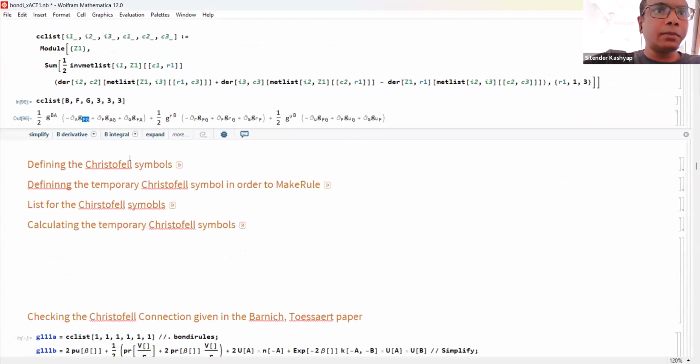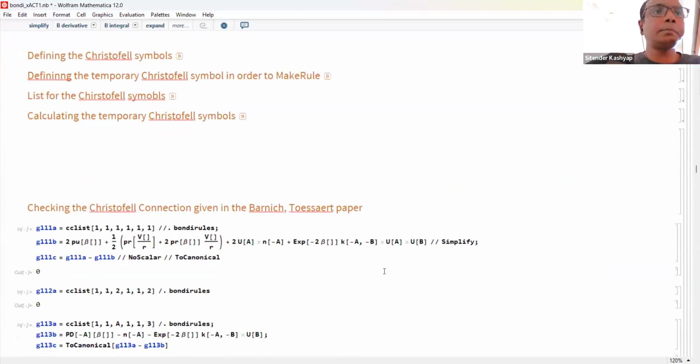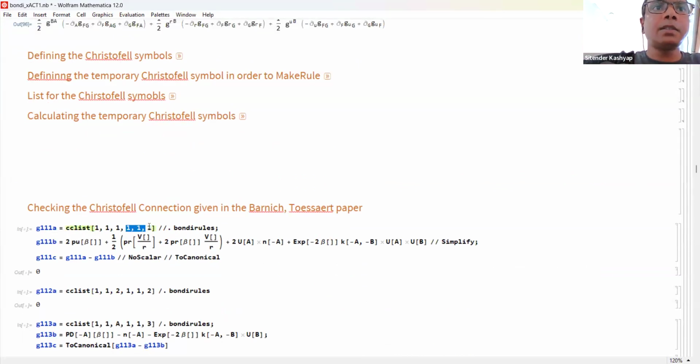There are some other things, but we'll not go into them. Our idea is essentially to directly see whether we can verify the results of the Varnish and Raswag paper. As I explained, this CC list has all the Christoffel connections. So this 111 essentially means gamma UUU. Let's do one thing in detail, and then I'll just run the others.